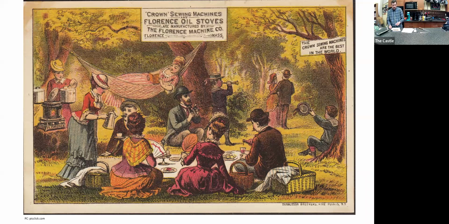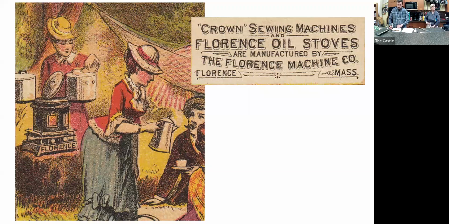So the heat source can be a little more clearly seen in this trade card. And by looking at the left-hand side of the image, and if we go to the next slide, there you go, a really close-up view of a brand of stove that's meant to be employed on these occasions of going outside. The illustration is an advertisement from the Florence oil stoves, and these were basically camp stoves, and they burned kerosene, sort of like a large oil lamp that you can think of.